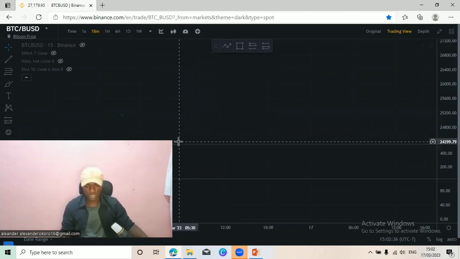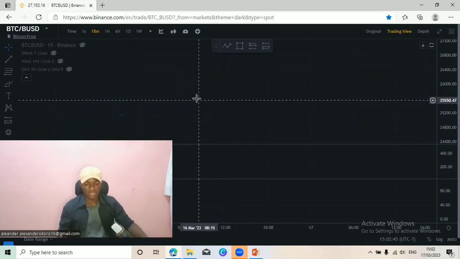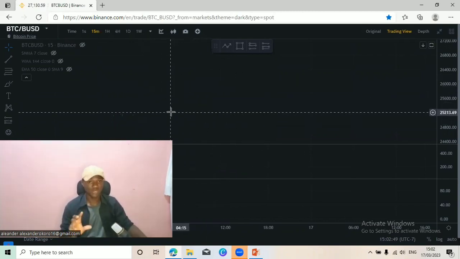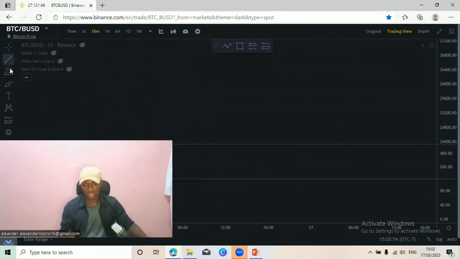I will quickly allow it to be blank because I want to illustrate those things we have talked about. The first one I want to illustrate is the market trend. Okay, the uptrend. Now let's see something like this.